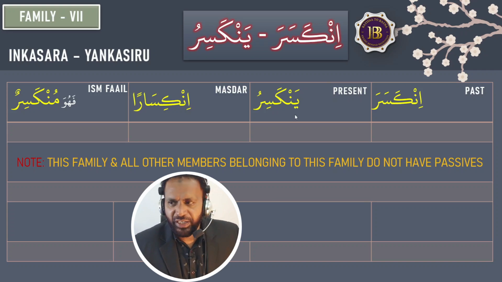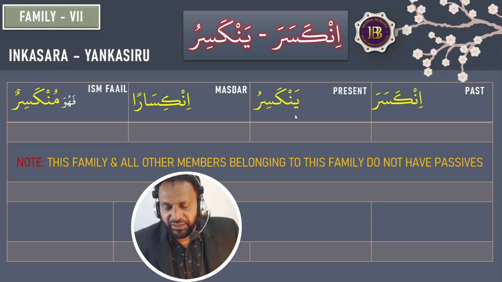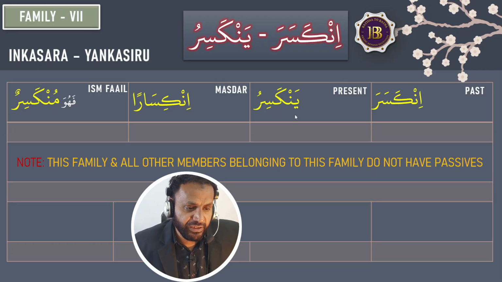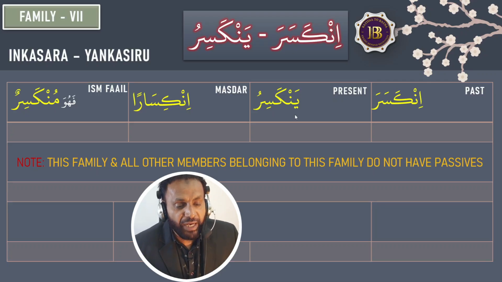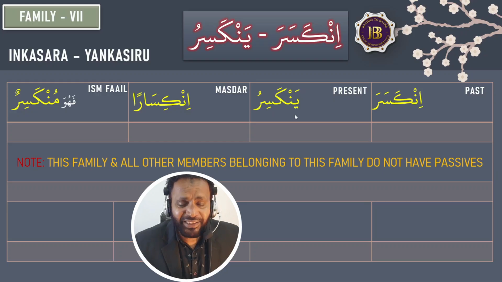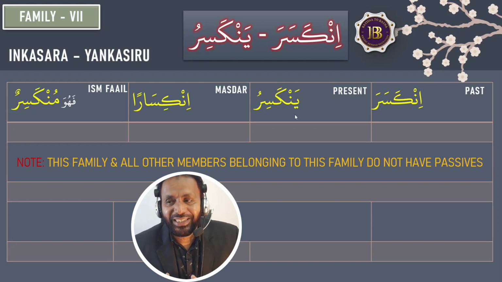The procedure to make the command is you take the present tense, yankasiru, okay? Take the second person, because commands are only made from second person. Yankasiru becomes tankasiru. Okay, make it lightest, which means if the word is ending in dhamma, make it sukun. If the word is ending with the combination una ina, drop the nun. In this case, we have a dhamma. So we remove the dhamma, it will be tankasir.